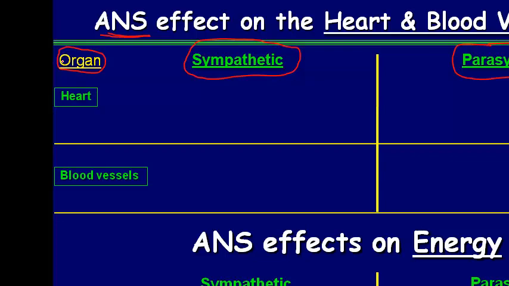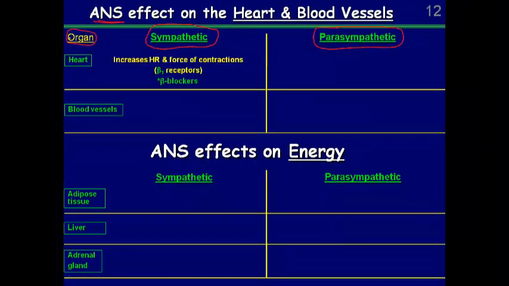So let's start with the heart, because the heart, I think, is a pretty straightforward one. Heart has neurons that are sympathetic and has neurons that are parasympathetic. The sympathetic neurons increase the heart rate, increase the force of muscle contractions, and those neurons are going to be releasing norepinephrine, which bind to beta-1 receptors. So beta-1 receptors are the receptors on your heart that are stimulated by sympathetic neurons.